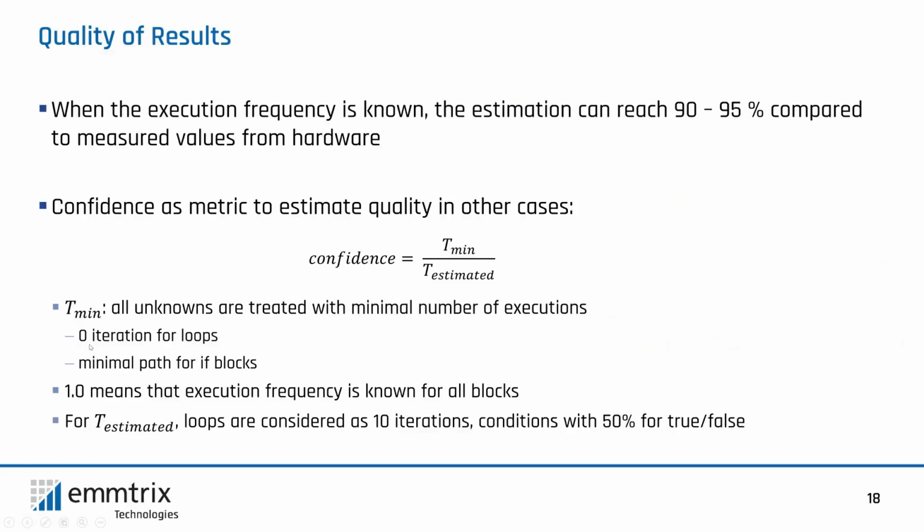And for the estimated case, we usually take then the specified default value. So for a loop, it would be 10, for example. So this means we already get a difference here. And with this difference, the confidence usually is smaller than 1 if we don't know all the execution counts.